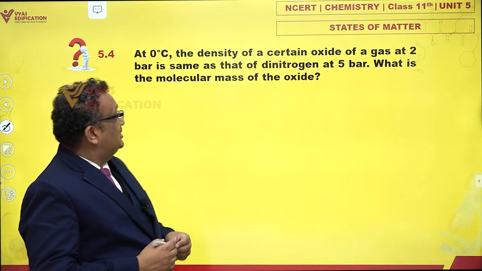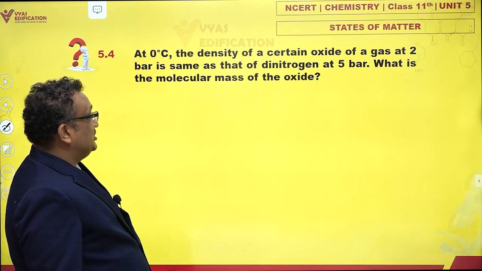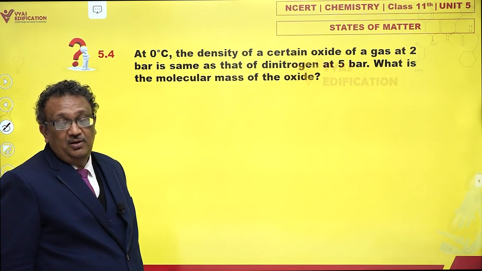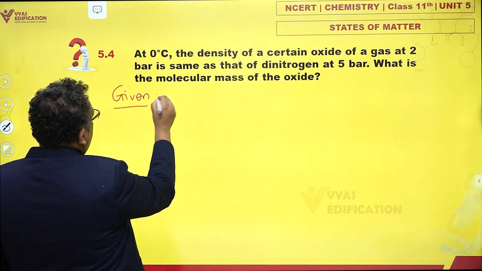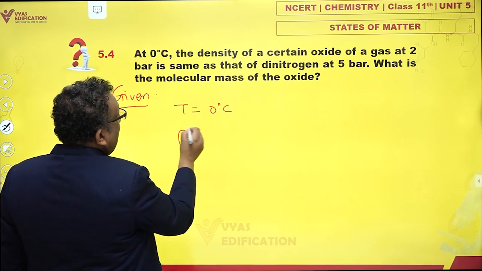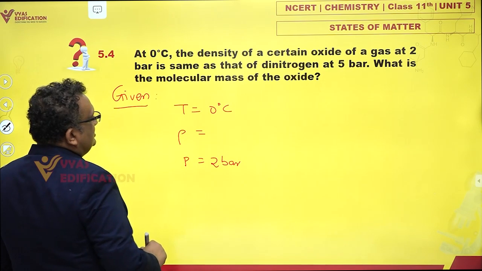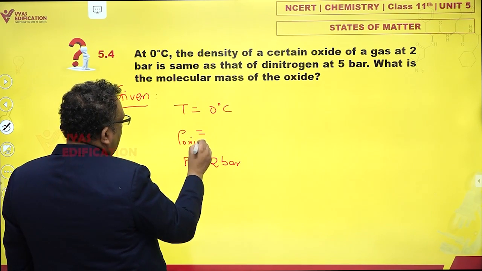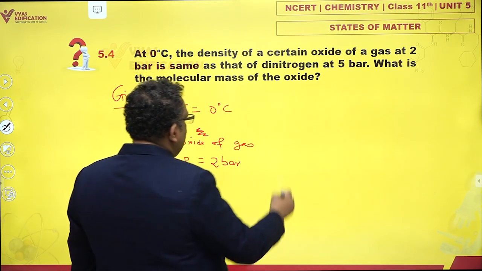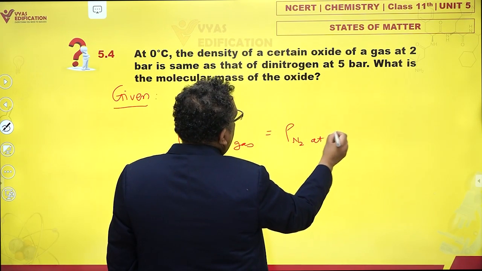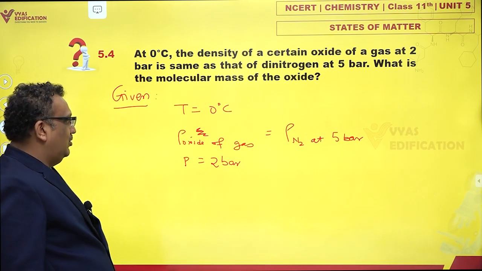Hence proved. At 0 degrees Celsius, the density of a certain oxide of a gas at 2 bar is same as that of dinitrogen at 5 bar. What is this? I must write down the given data. So, given: at 0 degrees Celsius, density of oxide of gas at 2 bar is same as density of nitrogen at 5 bar. This is given. What is the molecular mass of the oxide?